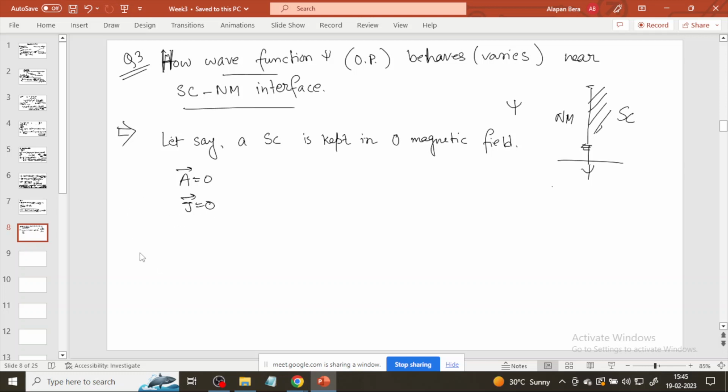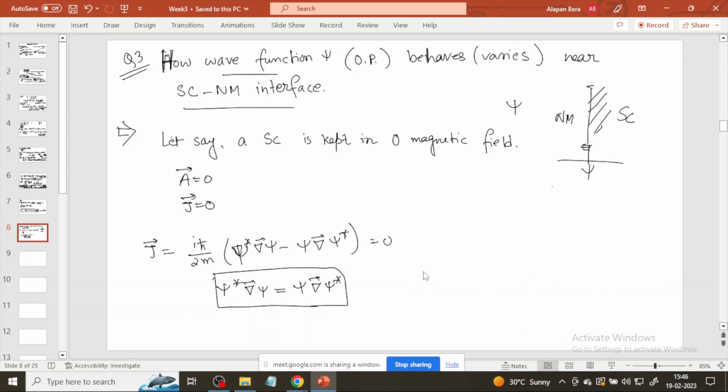Okay. Now we know that the current density J can be written as i h-bar by 2m times psi star gradient of psi minus psi gradient of psi star. While this term is 0, this term is also 0. So we can write psi star gradient of psi is equal to psi gradient of psi star. So we have this equation in our hand.